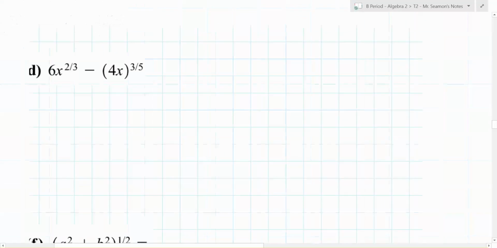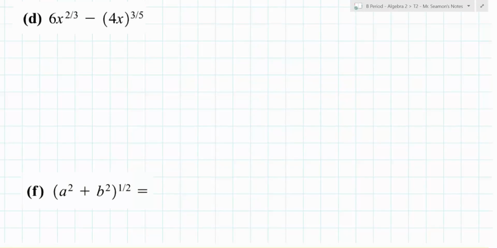How about you simplify these two for me? Go back to the board with your partner. Simplify those two as much as you can. You got them?